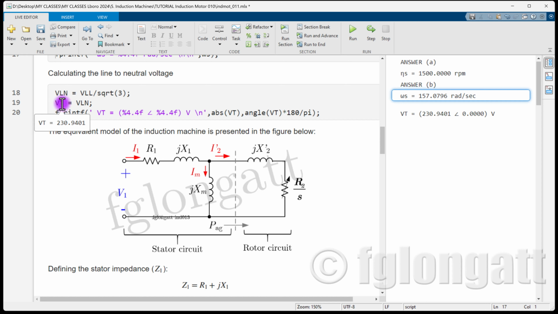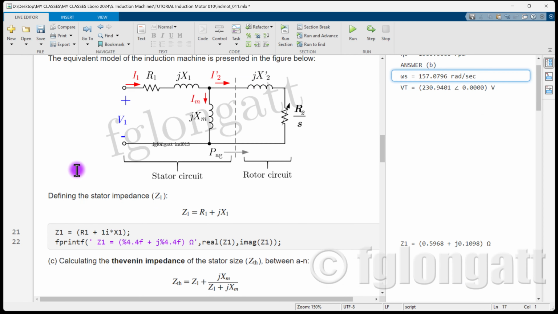So that is the reason we are converting these 400 volts line to line into line to neutral, equivalent to 230.9 volts. The next question is, we want to know the Thevenin impedance, but in this case on the stator circuit. So the first step is this resistance and this reactance on the stator. We are converting them into the impedance.